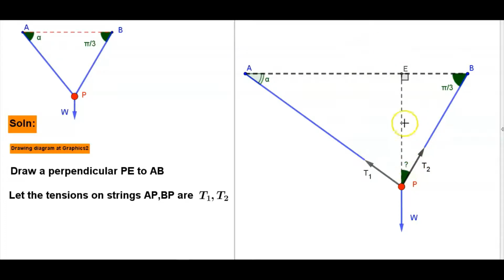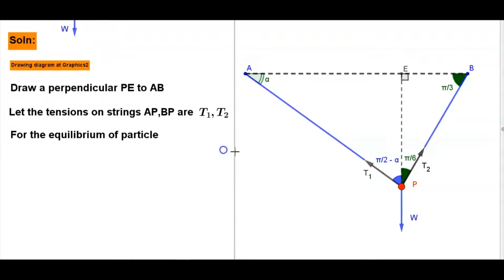And what is this angle? This is a right angle triangle. This one is pi by 3. Therefore, this angle is pi by 2 minus pi by 3, that is pi by 6. What is this marked angle? This one is pi by 2 minus alpha.